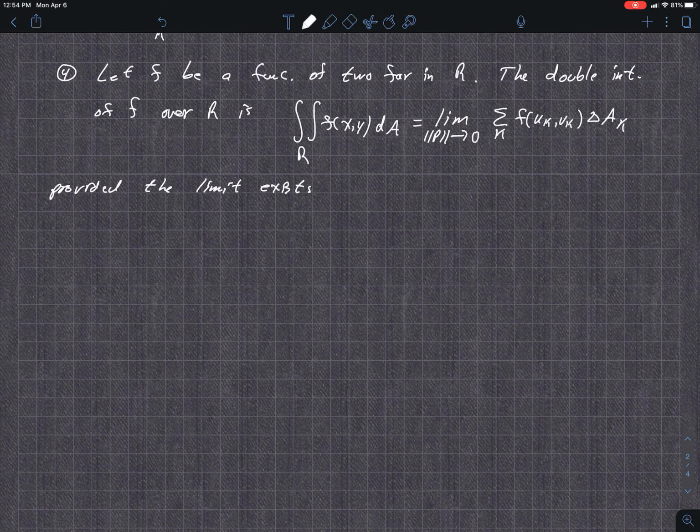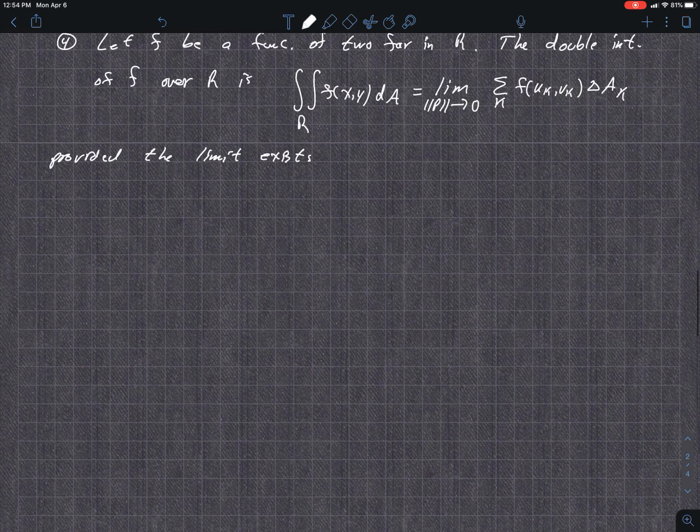So basically, that limit exists if f is continuous on R. That's one of the theorems. So the theorem basically just states that if f is continuous, the limit exists.